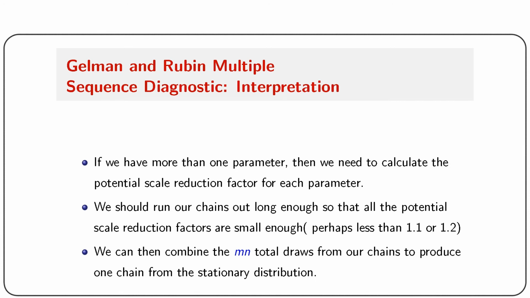The interpretation is, if we have more than one parameter, then we need to calculate the potential scale reduction factor for each parameter. And we should run our chain long enough to show that all potential scale reduction factors are small enough, perhaps less than 1.1 or 1.2. We can then combine the m chains into n total draws to produce one chain from the stationary distribution.